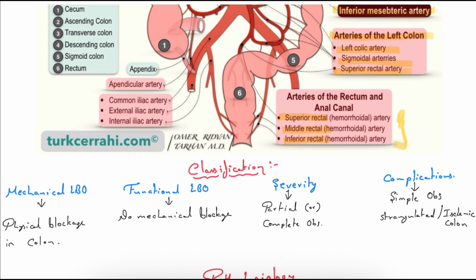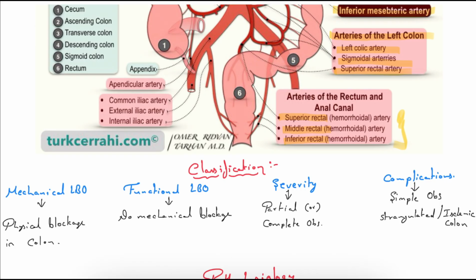I already made one video about hemorrhoids, so if you didn't watch that video, you can watch it. There I already covered a little anatomy also. Okay, so the sigmoid colon is the most common site of volvulus and obstruction.